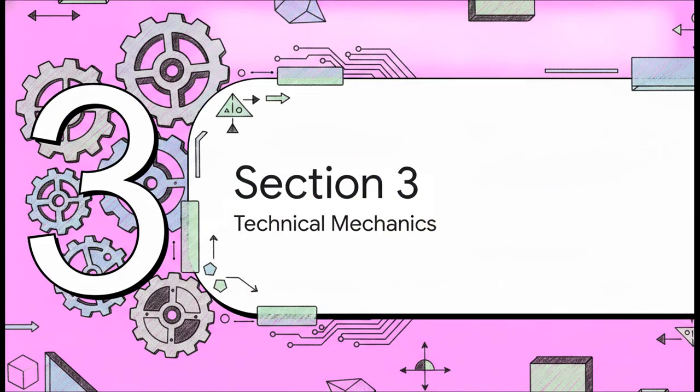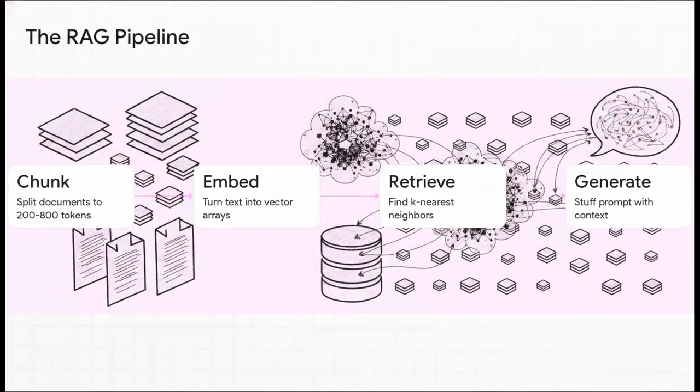Section 3. Core Technical Mechanics. Let's transition from those abstract spatial analogies to the actual nuts and bolts of how a vector search pipeline operates under the hood. The standard RAG pipeline basically always follows these 4 steps. First, you chunk. You take your massive documents and chop them up into small, overlapping passages, usually around 200 to 800 tokens. Second, you embed.